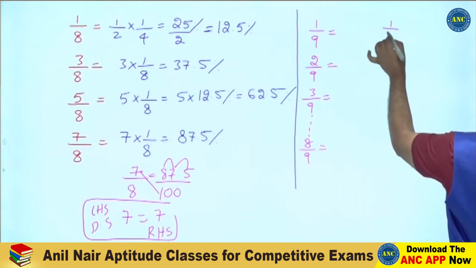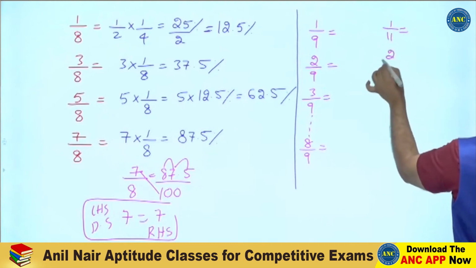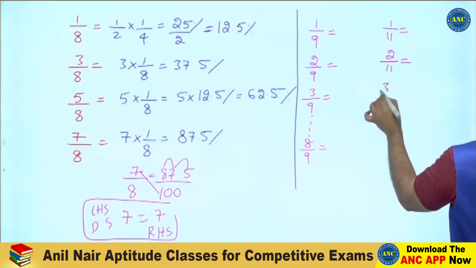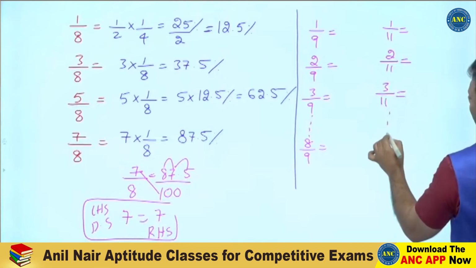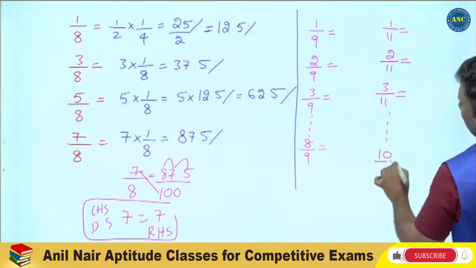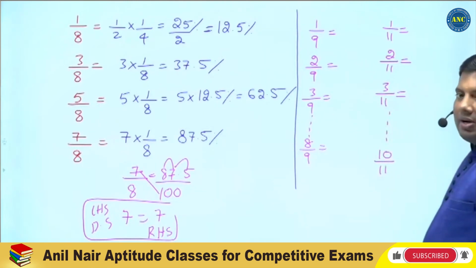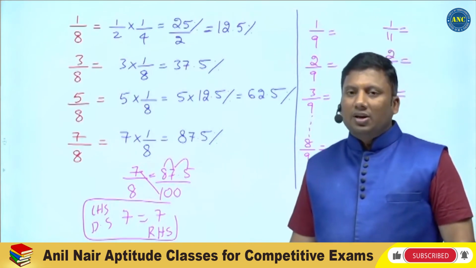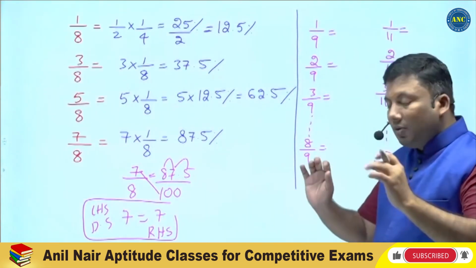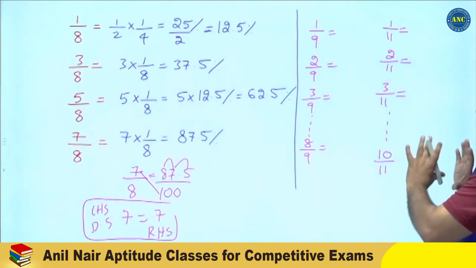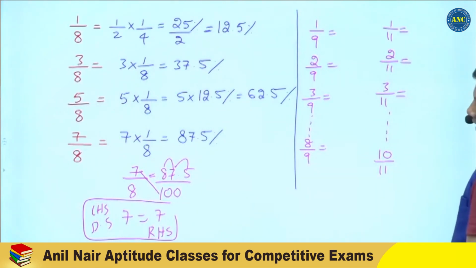I will also write 1 by 11. Next is 2 by 11. Next is 3 by 11. And so on up to 10 by 11. Now listen carefully. I will correlate with the denominators 9 and 11.